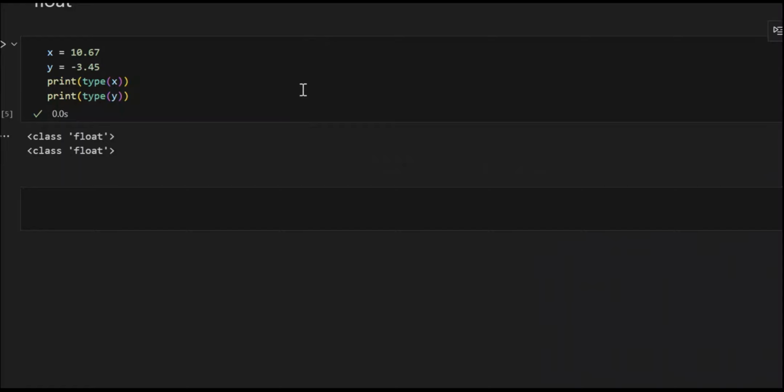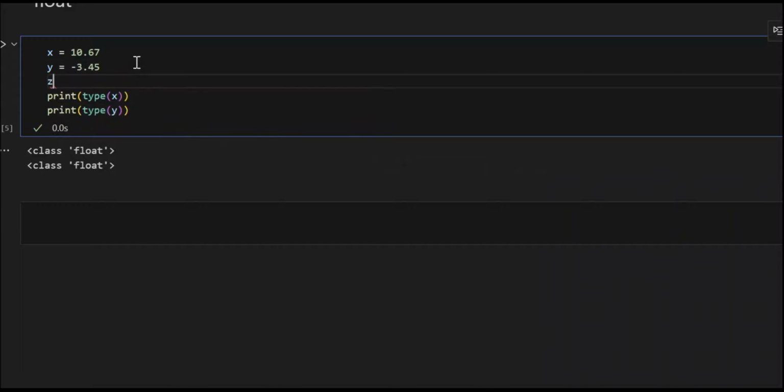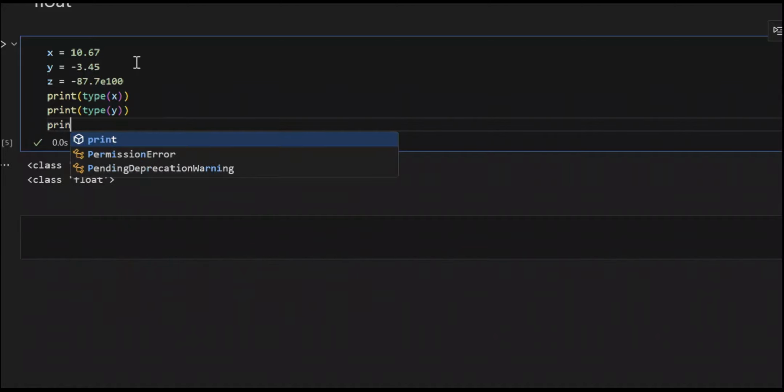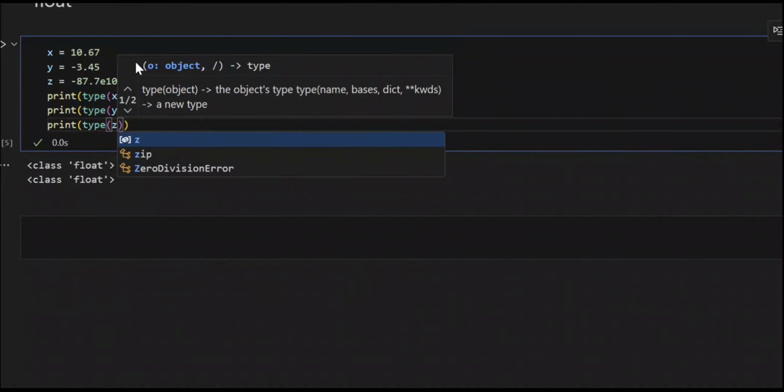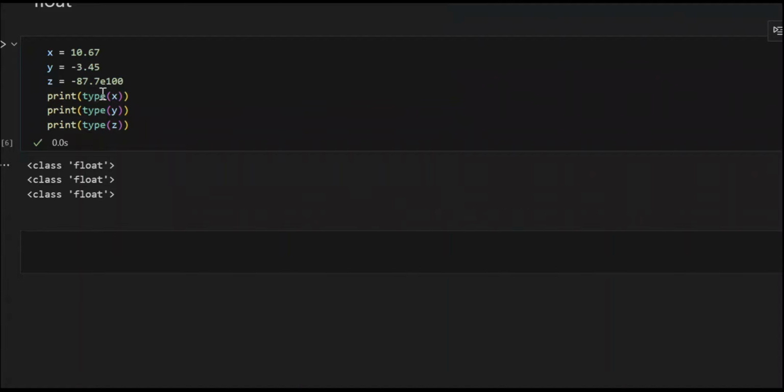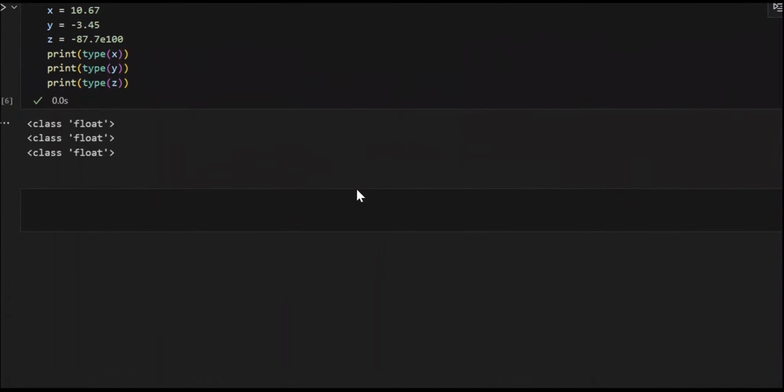And one more thing, float can also be scientific numbers with an e to indicate the power of 10. I will give the example. Z equal to minus 87.7e100. I'm printing the Z also. Print type of Z. See, float accepts the e also. E is the power of 10. Okay. And the next one is complex.